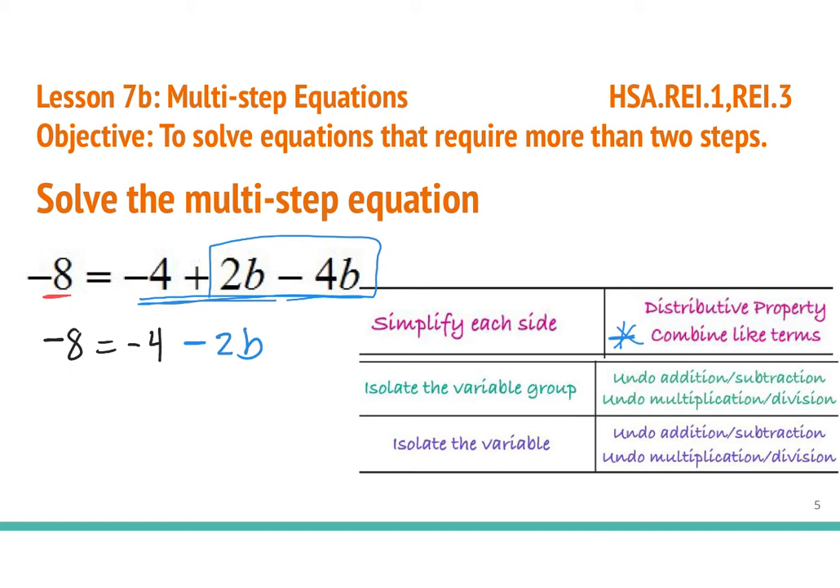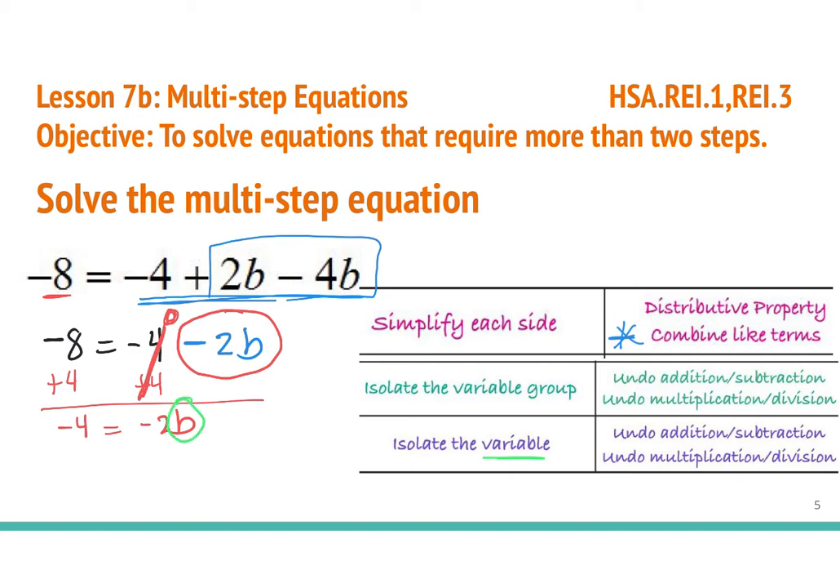Now I can follow the rules of my two-step equation. I'm going to isolate my variable group. So I'm going to get rid of the negative 4 by adding 4 on both sides. So negative 8 plus 4 is equal to negative 4. This turns into 0. And now we have negative 2b. Then I am going to isolate my variable.